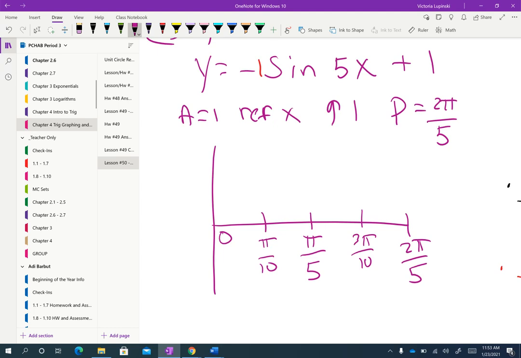So now that I have my x's, I'm going to go ahead and do my y's. This one I'll do using an alternate method. I'll do the midline method. So again, you can do whichever one you prefer.